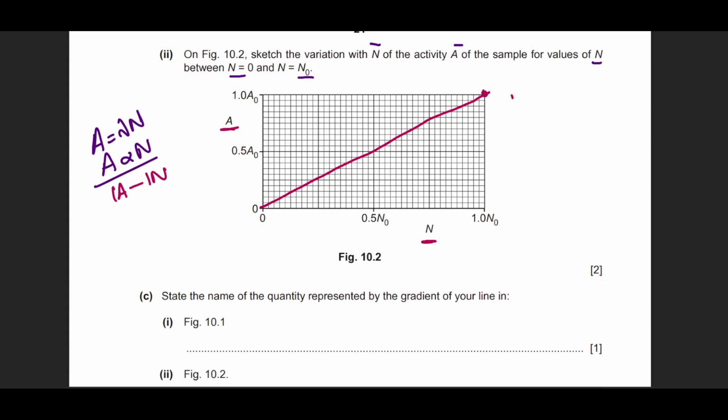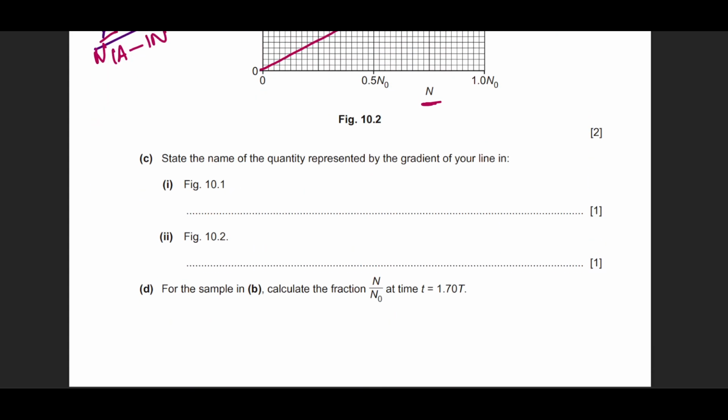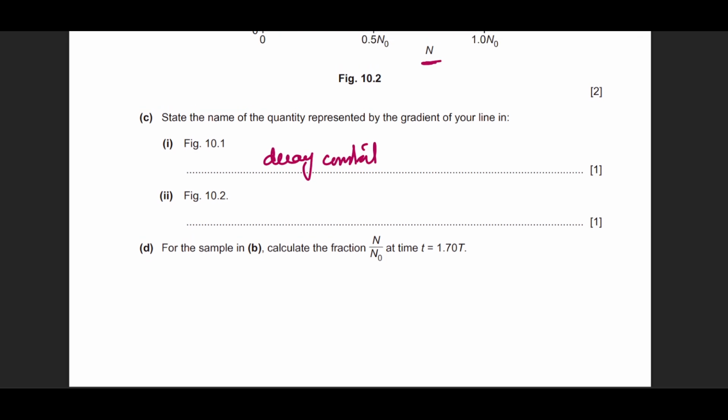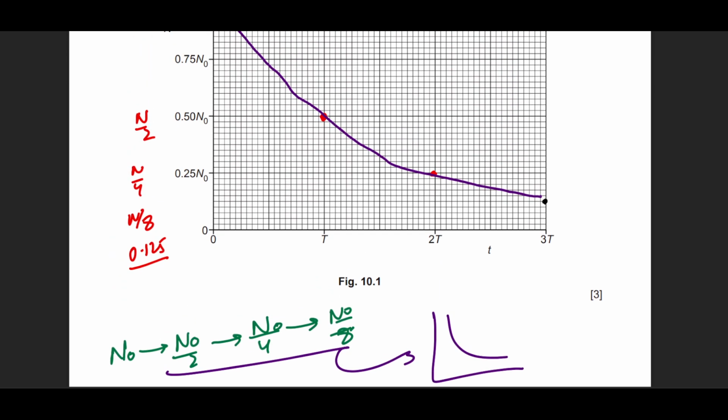And of course, the gradient of this will represent the decay constant. Why? Because it is y divided by x. On the y-axis we have A, on the x-axis we have N. So A divided by N, according to this formula, takes N over there and becomes A over N, which is the decay constant. Then figure 10.1 is the previous graph, which is this one.